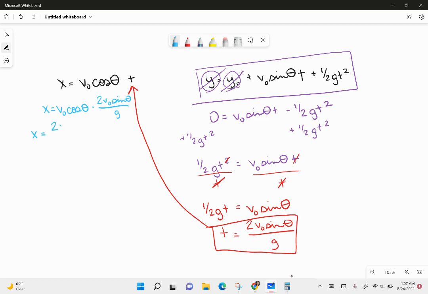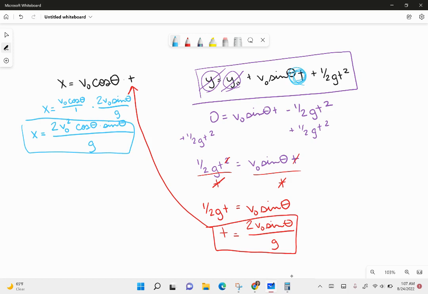The 2 is always going to go out in front. And then we're just going to take our cosine theta times sine theta. And all of that would be divided by g, because you can think of this as v naught cosine theta over 1. So then you multiply your numerators and your denominators, and 1 times g would just be g. So this is how she came up with that equation.